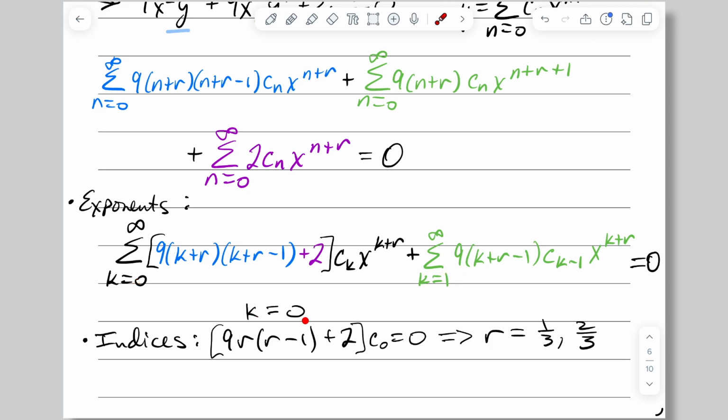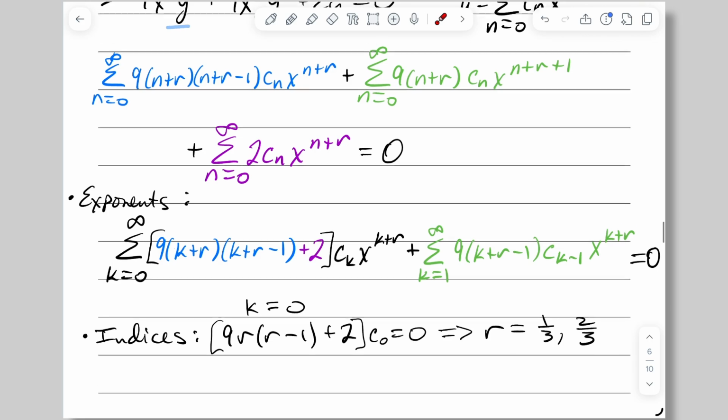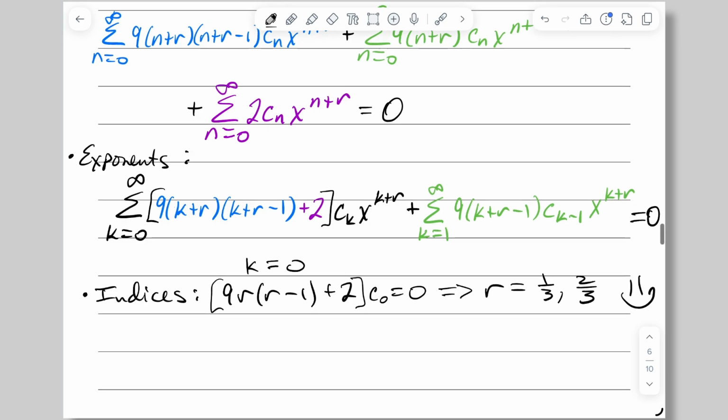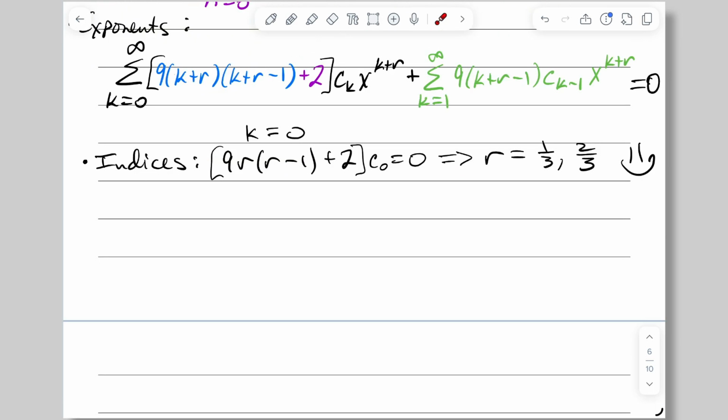Writing down the k equals 0 term for the first sigma expression gives us 9r times the quantity of r minus 1 plus 2, all times c sub 0 is equal to 0. And you'll find that that gives us indicial roots of 1/3 and 2/3, as we saw before, and that's the check that we're looking for here. Now that we have that, let's look at the sigma expressions.